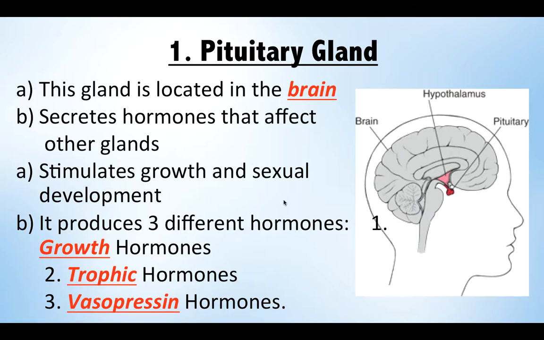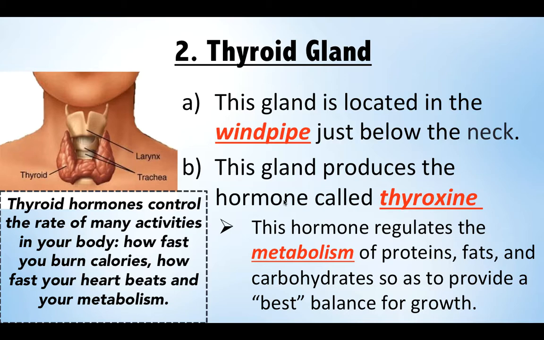The next gland we're going to be talking about is the thyroid gland. So as you can see in this picture, it is located around your trachea. This is your windpipe or your trachea, and your thyroid surrounds your trachea. So it's located in the windpipe, also known as the trachea, and this gland produces thyroxine.